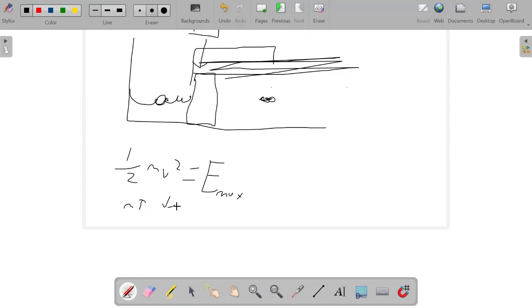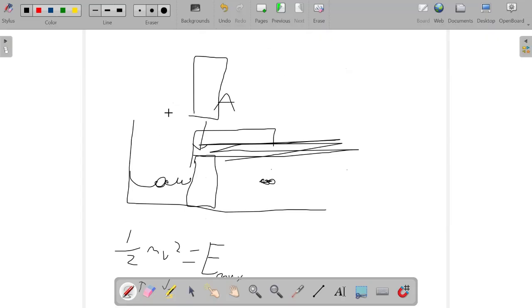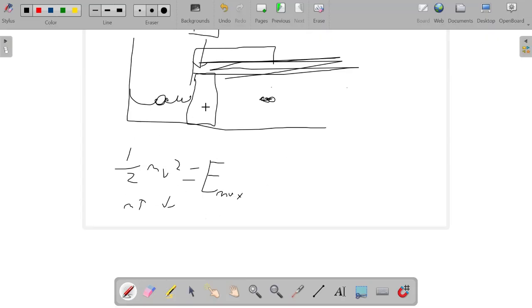Now let's think about this more specifically. By what factor does V decrease if we dropped a block of equal mass onto this one? I'll let you think about that.